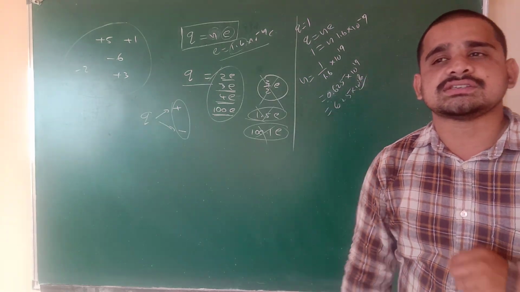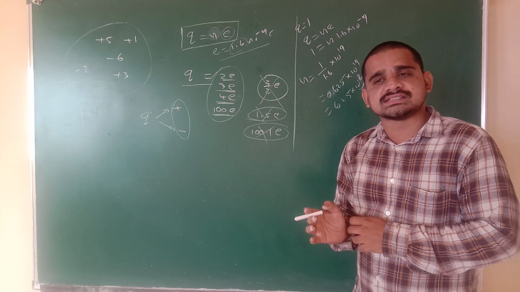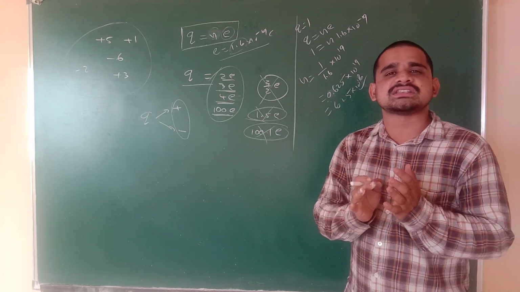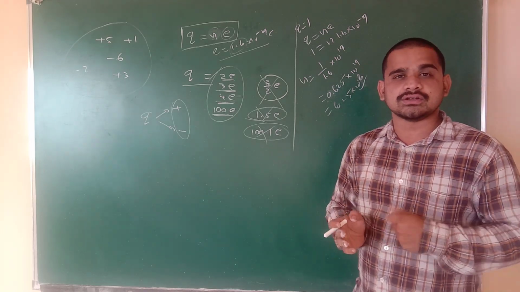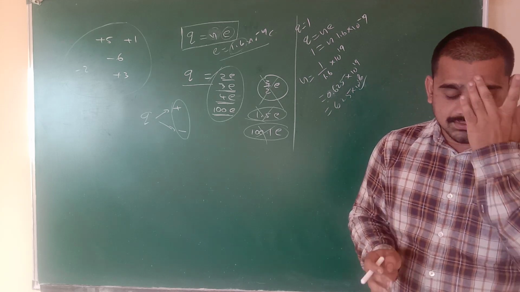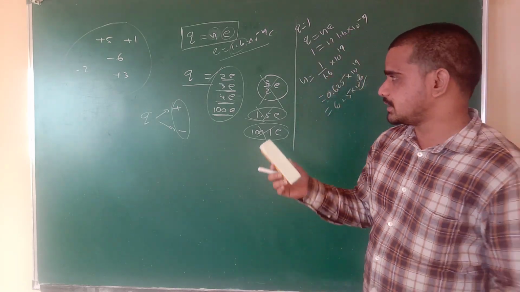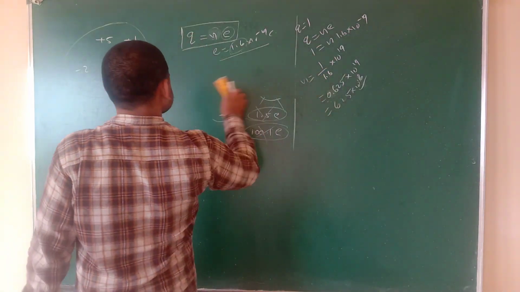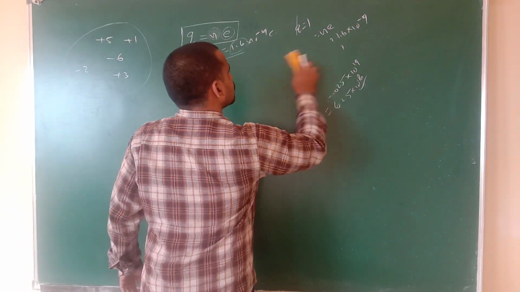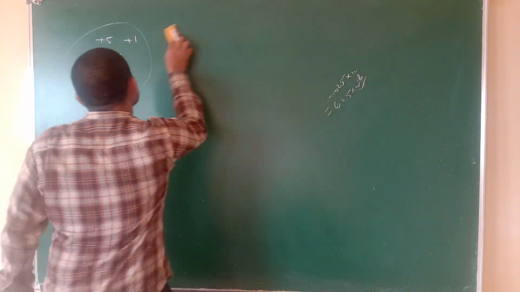Charge is said to be quantized, and charge is conserved. Conserved means charge cannot be created or destroyed. It can be transferred from one body to another body. Right now, it is a form of energy. This is the story of charge.